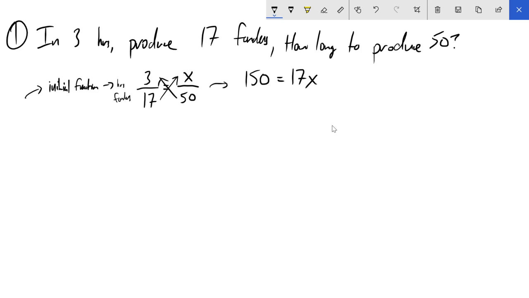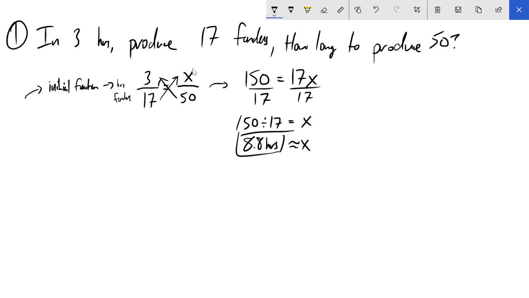And then the last step would be what? We would divide by 17. So our answer would be whatever 150 divided by 17 is, and that would be our solution. What does that come out to be? 8.8 if you round? Did it even need rounded? What did it come out to before you rounded? 8.82. Okay, so it'd be 8.8 hours. So just under 9 hours is how long it'd take to produce 50. Okay?